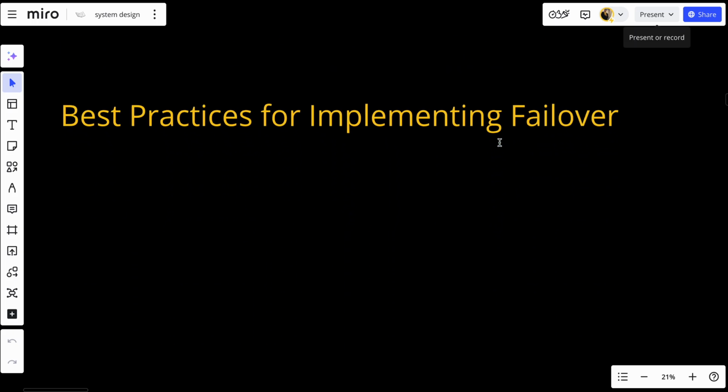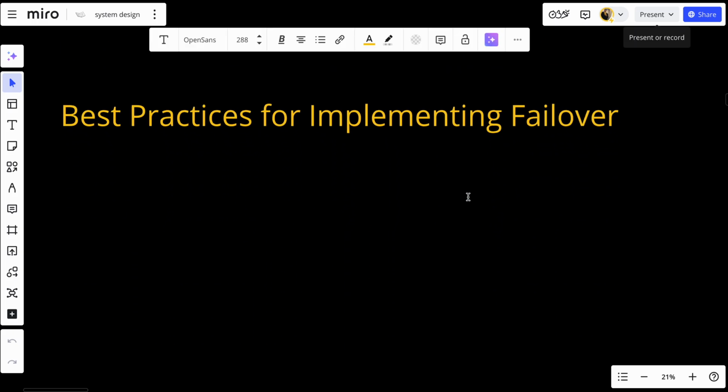Okay, let's talk about best practices for implementing failover. The first thing is regular failover testing. One best practice is to regularly test failover mechanisms. This is sometimes referred to as disaster recovery drills. If you don't test your failover process, you don't know if it will work during a real failure.